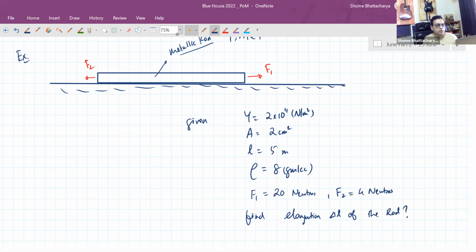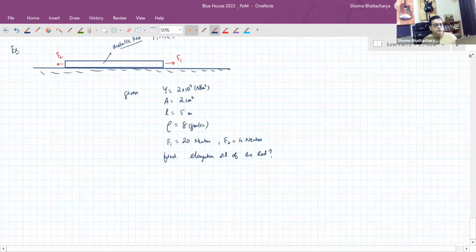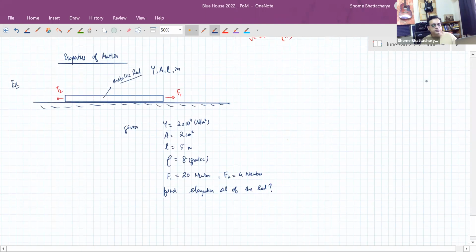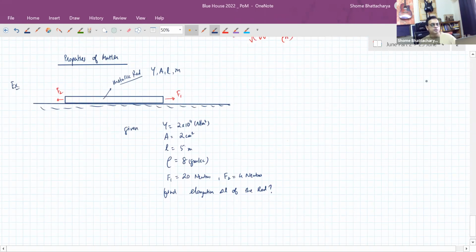of the rod. So what you'll understand here is because F1 and F2 are not equal in magnitude, F1 is quite a bit larger, so the rod will be accelerating towards the right. It's a heavy rod which is accelerating, so it will have a variable tension.